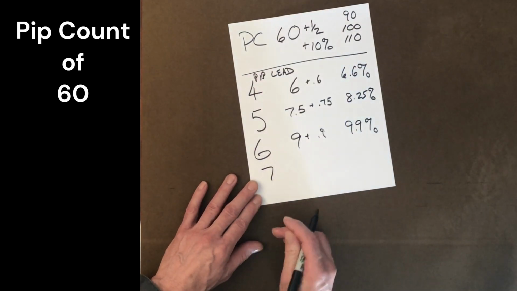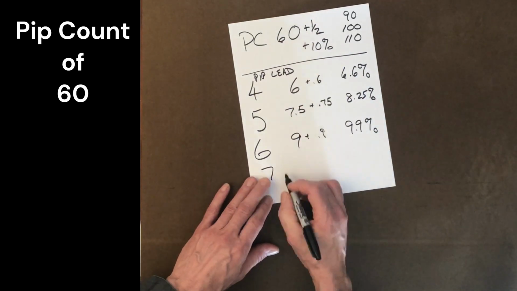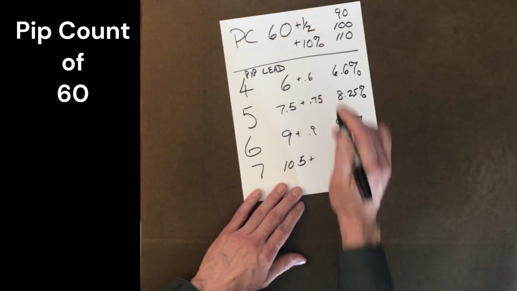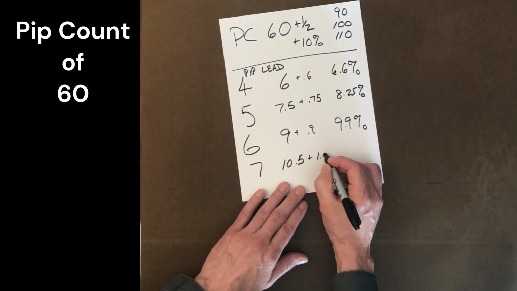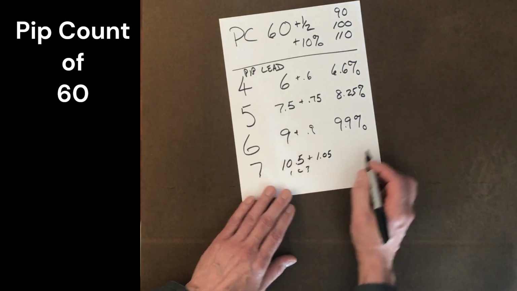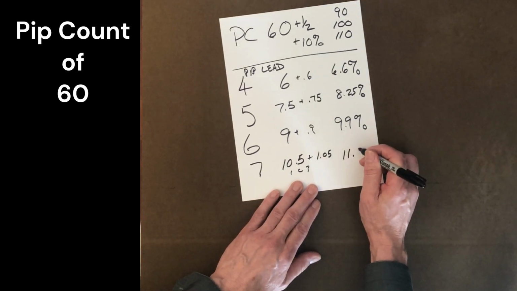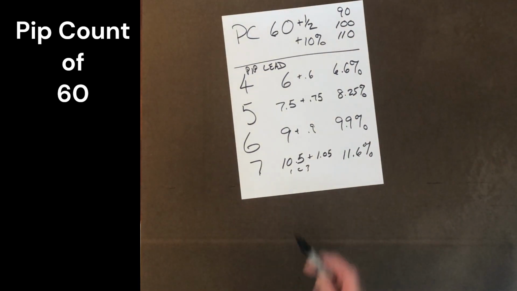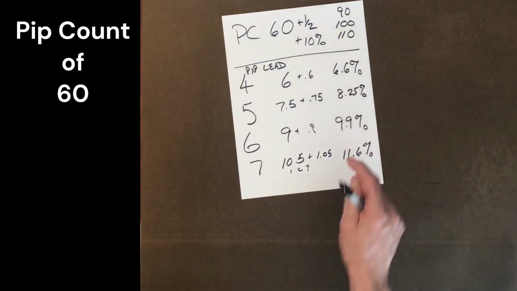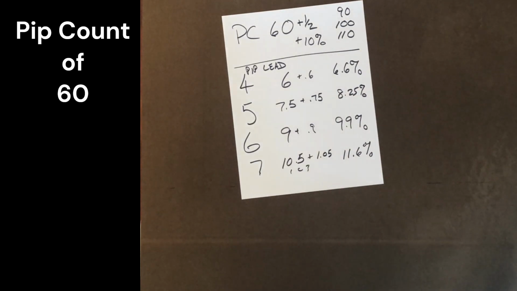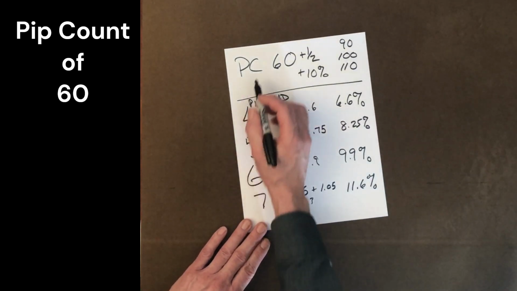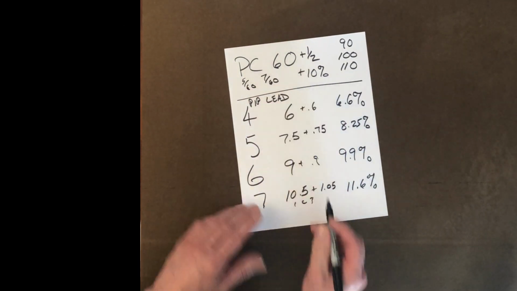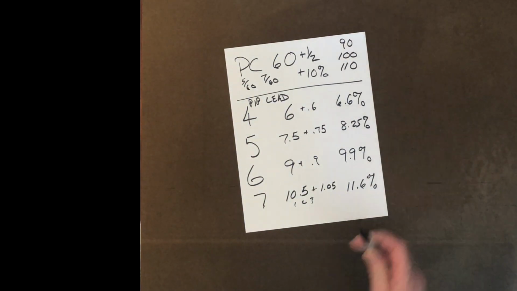Pip lead of 7, pip count 60. We're going to add 1/2, so that gets us 10.5. We're going to add 10%, so that's 1.05. So that's 11.6%. 11.5, I just rounded up. It is 2 steps. A few of these will be a little tricky, but the idea here is that 5 divided by 60, 7 divided by 60, do you really want to do it the long way when you have a shortcut like this?